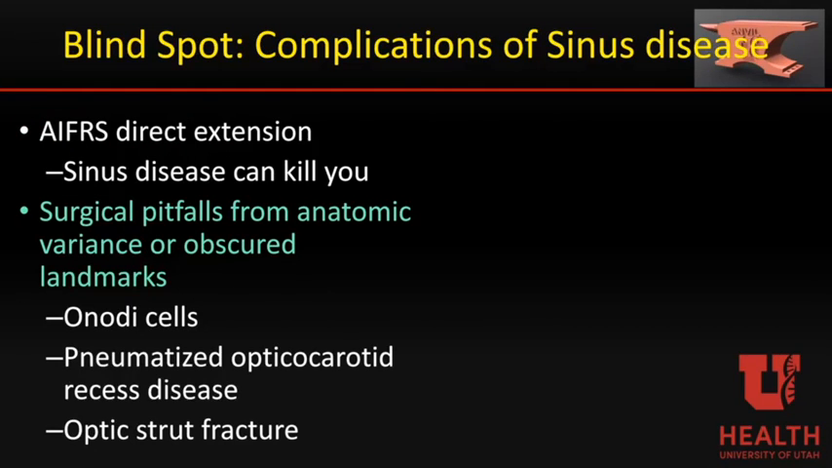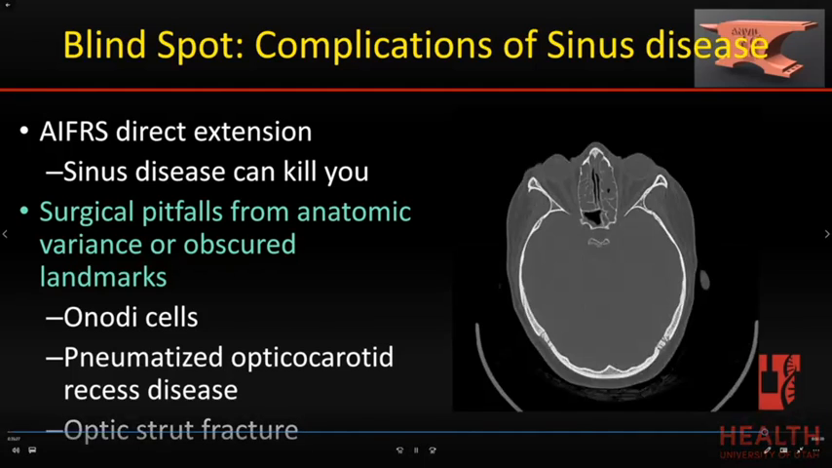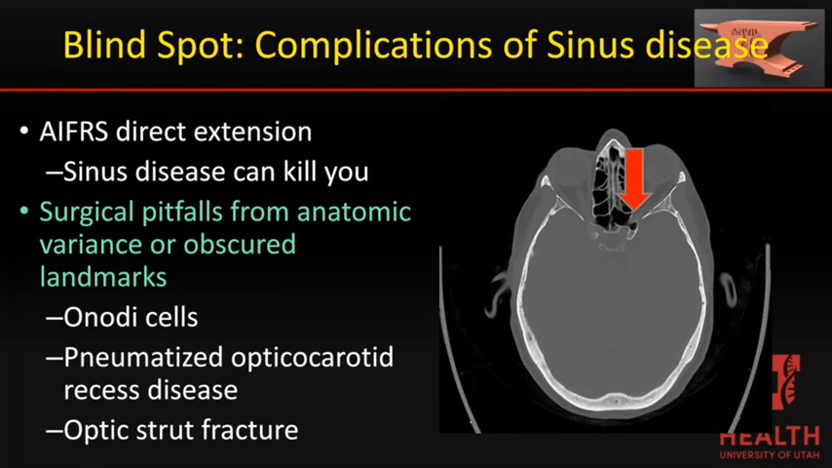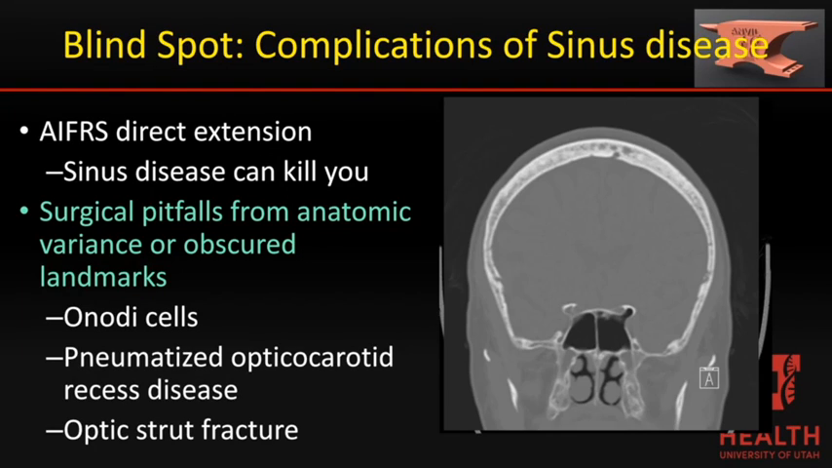Our next blind spot is to consider surgical pitfalls from anatomic variants or obscured landmarks. One must always consider Onodi cells or pneumatized opticocarotid recesses. So here's a patient with an Onodi cell posteriorly. This can lead to extension of sinus surgery to areas that are unintended, such as the orbital apex. Here's a pneumatized opticocarotid recess, but sinus disease there can extend and involve the optic canal.